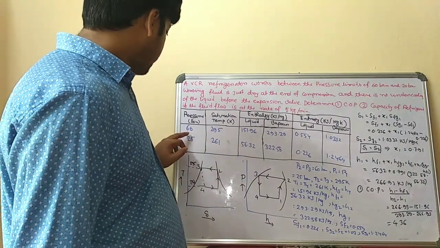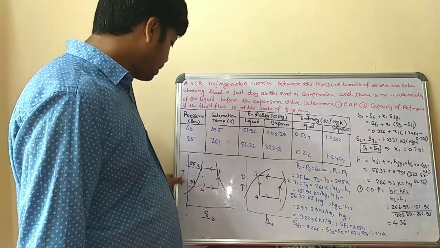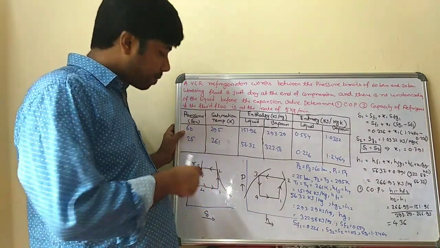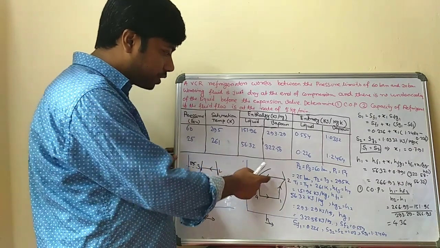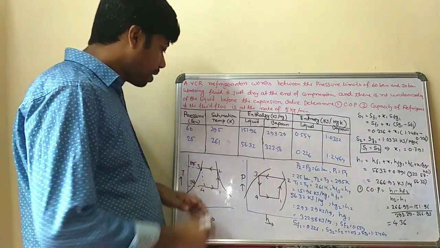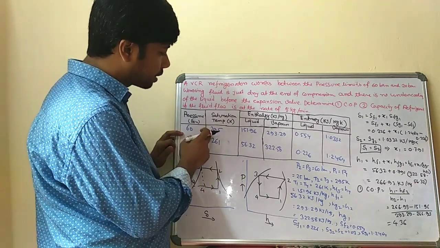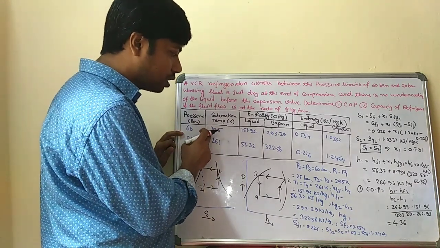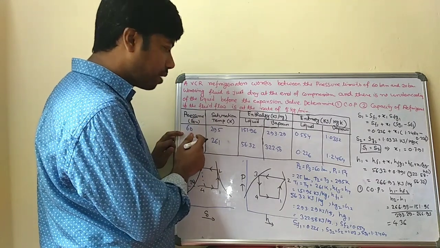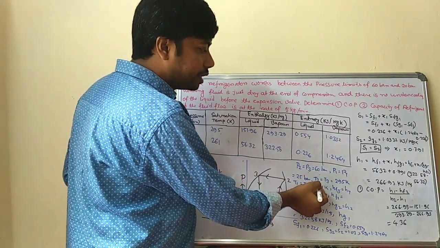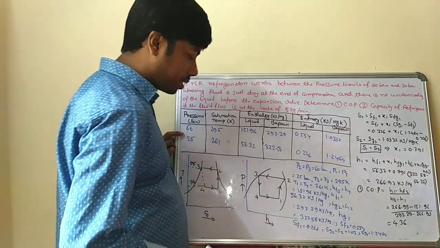Just write down first. The pressure of 60 bar is the high pressure side, that means the condenser pressure. So P2 is equal to P3 is equal to 60 bar, and the corresponding temperature T2 is equal to T3 is equal to 295 Kelvin.